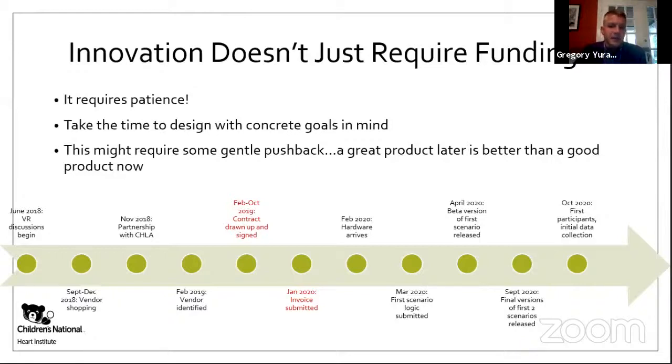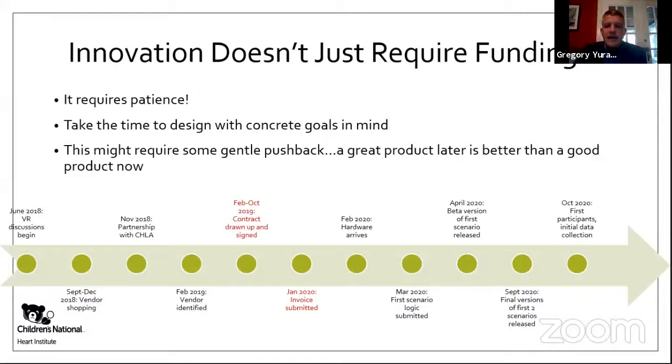And by modules developed, you as a hospital-based person and an intensivist, you're writing all the logic. You're just having the actual VR developed off-site. I'm sorry, let me go back here. We started our partnership with CHLA around that time. We identified a vendor in February of 2019.